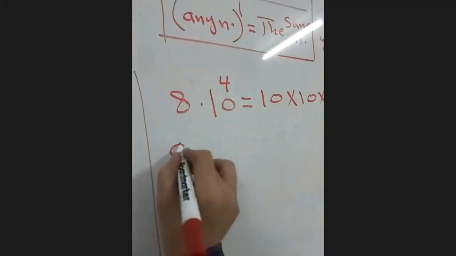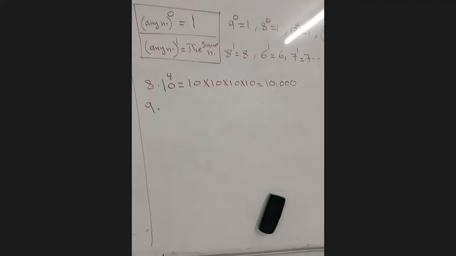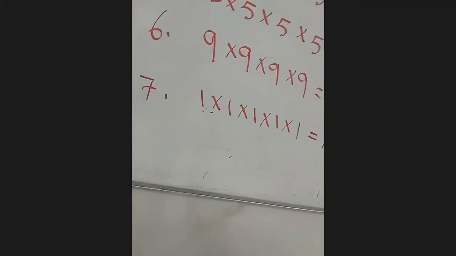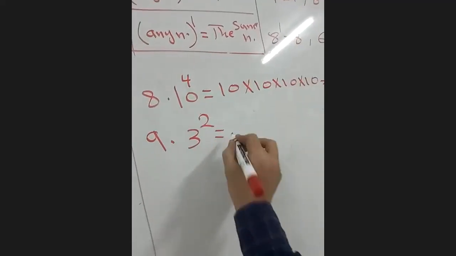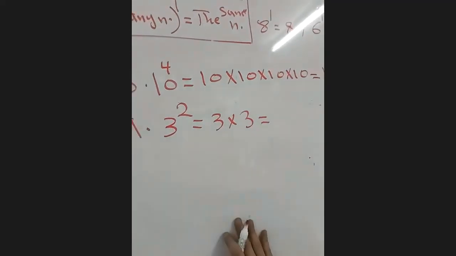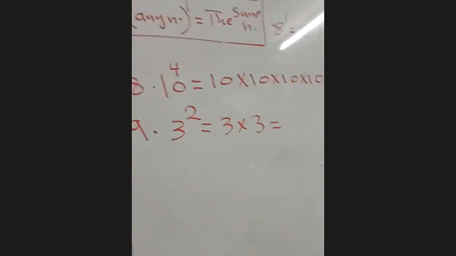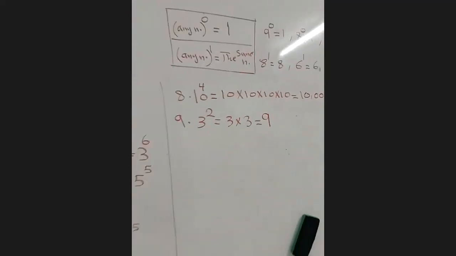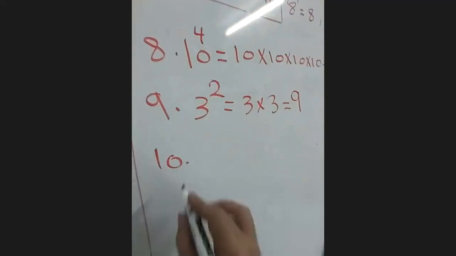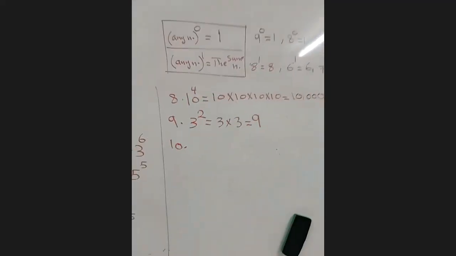Question 9. Muawiyah. Yalla, Muawiyah. Question 9. What do we have? 3 power 2. How do we find it? 3 multiply 3 equals 9. Excellent. 3 power 2 means 3 multiply 3, which is 9. Excellent, Muawiyah. Question 10, guys.